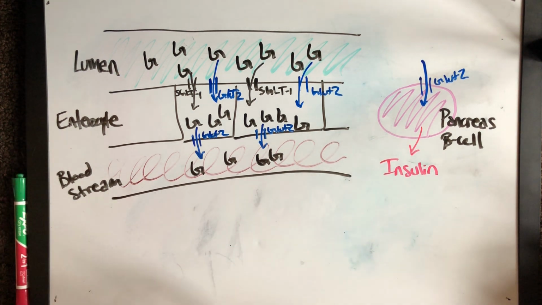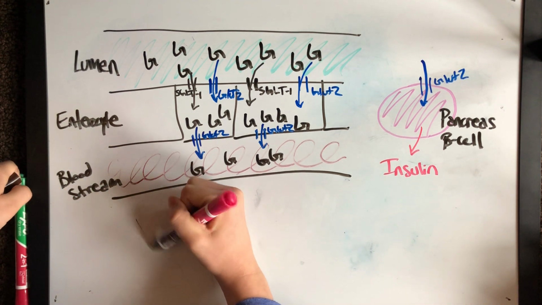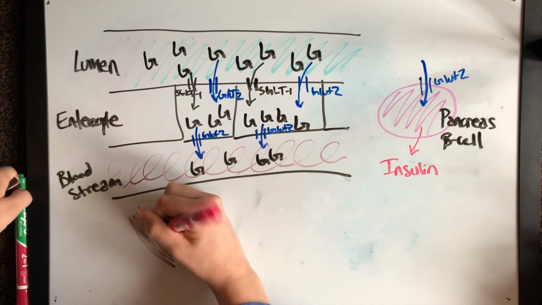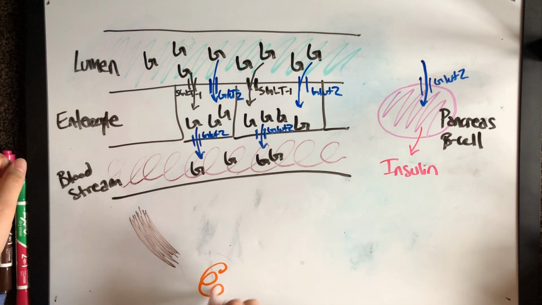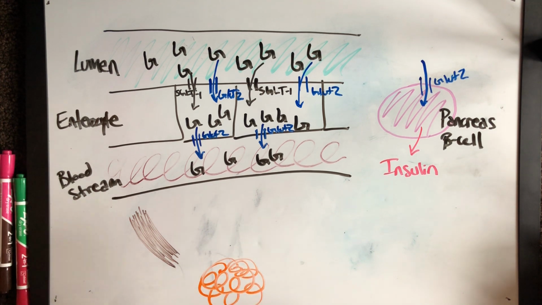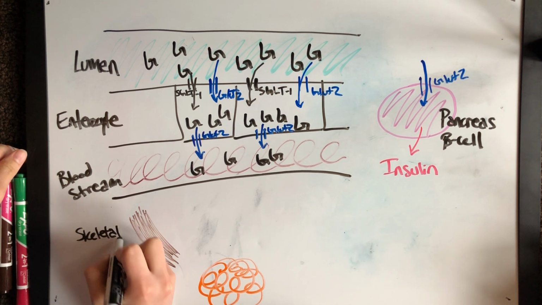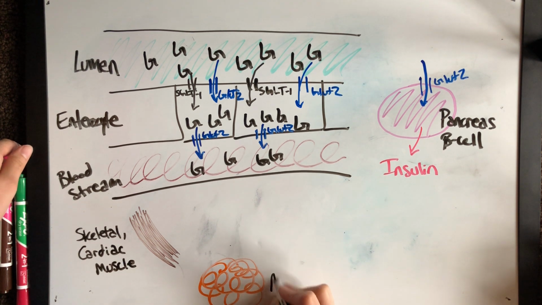So, insulin is going to activate our GLUT4 molecules. So we're going to draw, this is supposed to be muscle. So that's muscle. And then right here is going to be some fat, so an adipocyte cell. So we've got skeletal and cardiac muscle, and then adipose tissue.